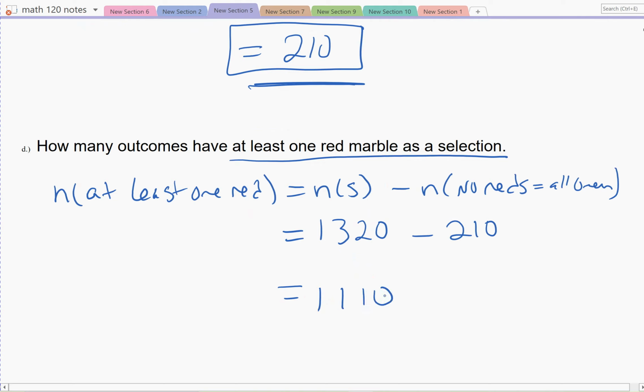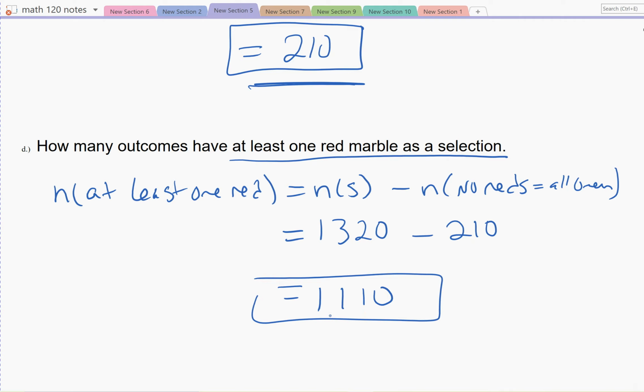1,110. If I did my math right, I think I did. All right, 10 away from 2010, 2 from 3, 1. So 1,110 out of my total 1,320 have at least 1. Some of them have 2, some of them have 3 reds, some of them have only 1. All right, so that's the difference.